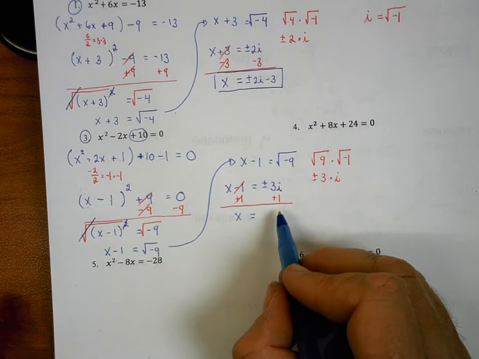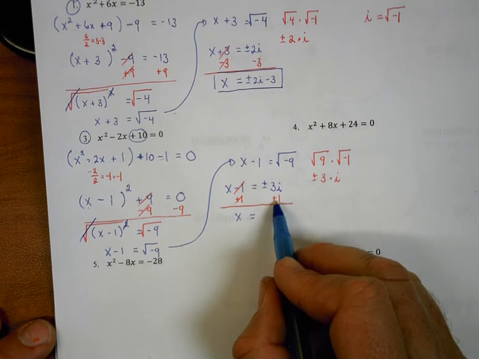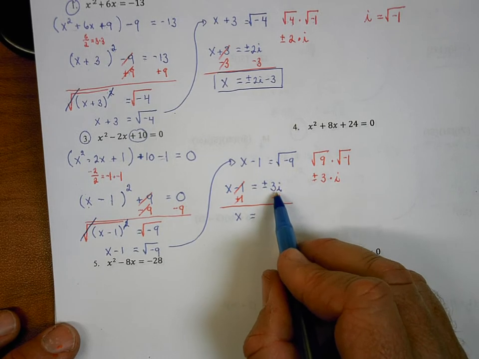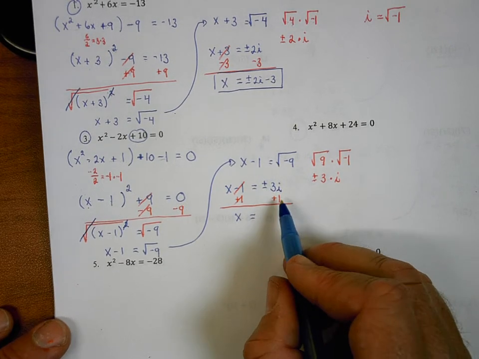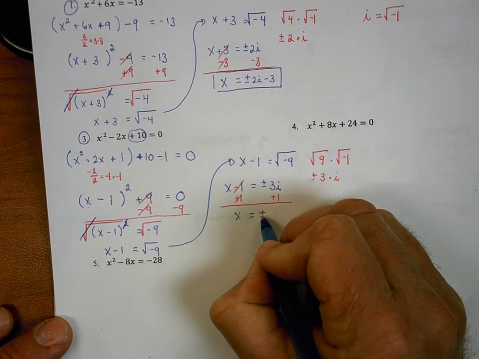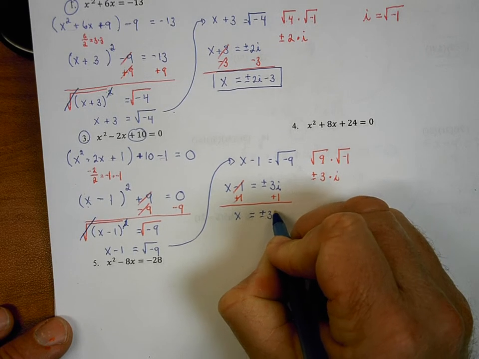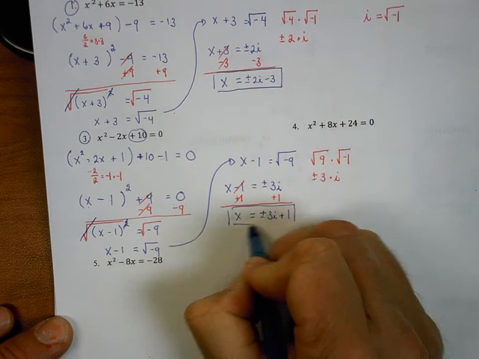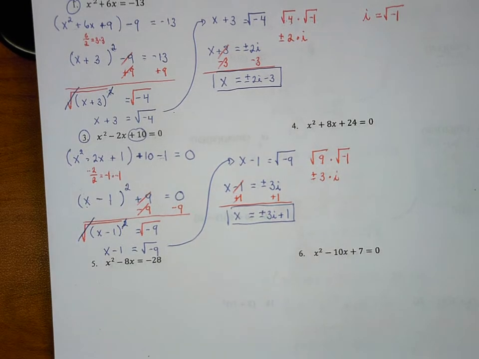Okay, so now I go over here. Can you add 1 to 3i? No. Can you add 1 to negative 3i? No. Remember, you can only add or subtract like terms. So my answer is plus or minus 3i plus 1. And that's the best that I can do in number 3. But that would be my solution for number 3.